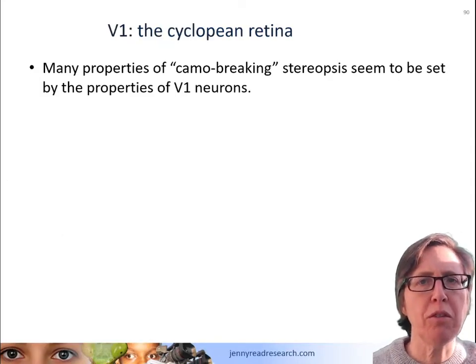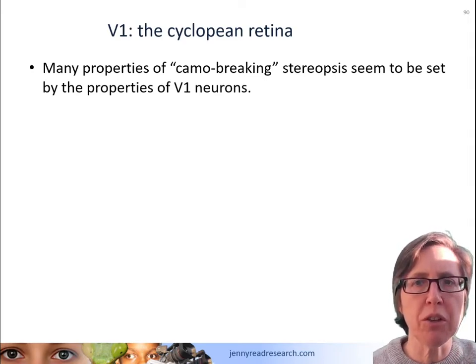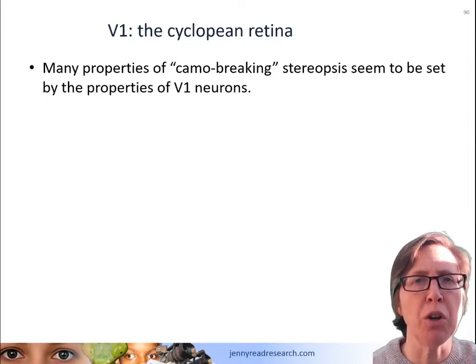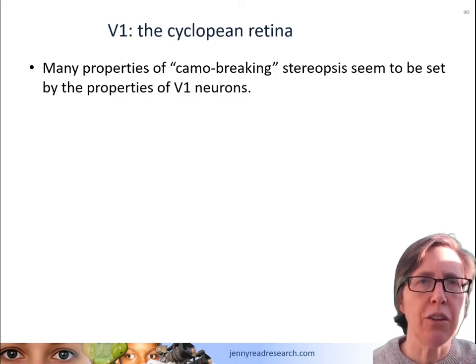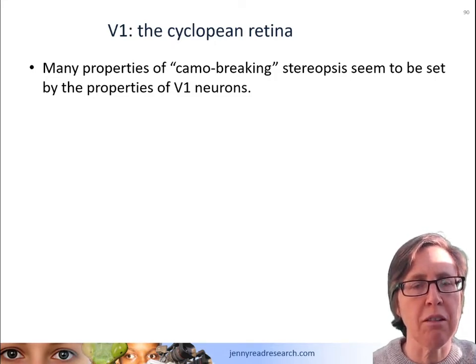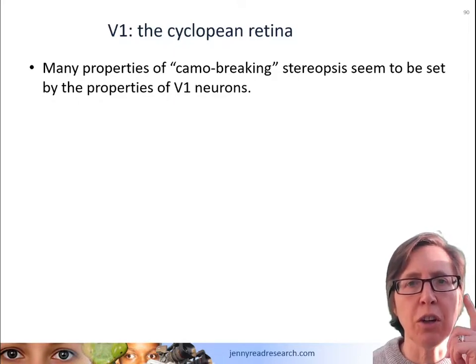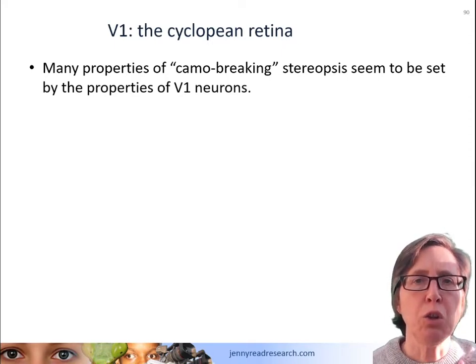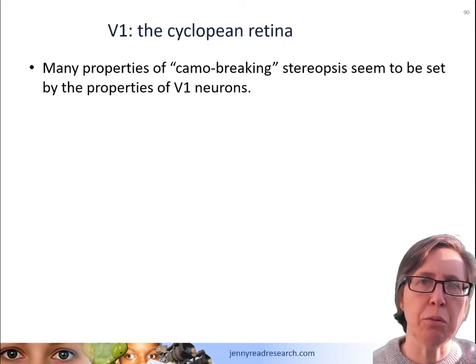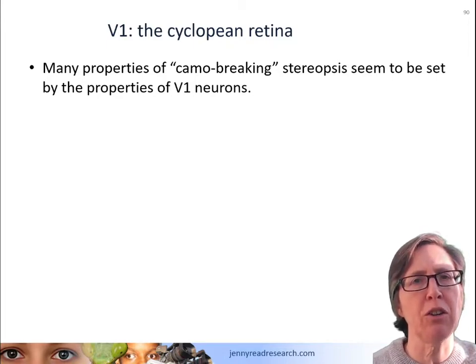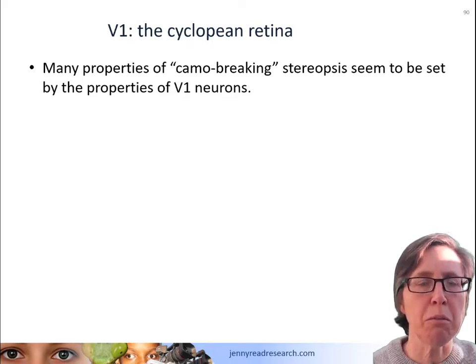Now, many of the properties of the camouflage-breaking cyclopean stereopsis seem to be set by the properties of these neurons that we find in V1. And that's led to the idea of V1 as being the cyclopean retina. It's a term that was first introduced by the Hungarian psychologist Bela Julesz, who I mentioned earlier. So his idea is that just as your physical retina is where your body first receives the light signals that ultimately result in vision, V1 is maybe where you first begin to extract the cyclopean information that can only be obtained by comparing the two eyes' images.